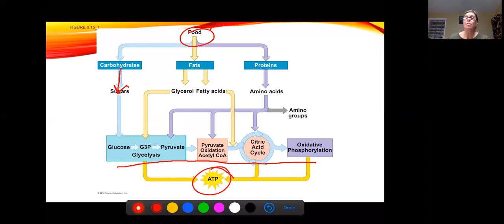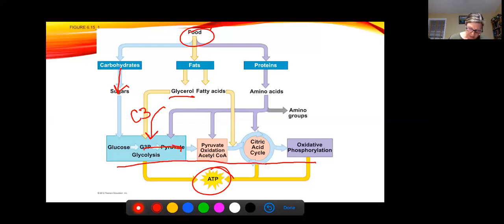Now, we can also do this with fats. Remember, fats are triglycerides, and so they have that 3-carbon sugar backbone, that glycerol, right? Glycerol is right there. That glycerol can then go into where we have that 3-carbon molecule in glycolysis, that G3P. I didn't really give it a name, but it's there. It's G3P. And then it can proceed through intermediate steps and all that good stuff.